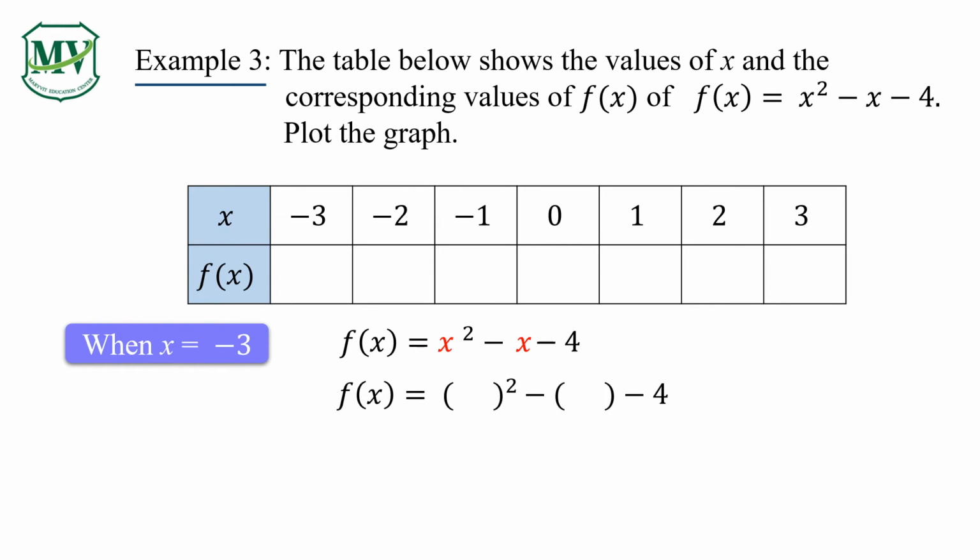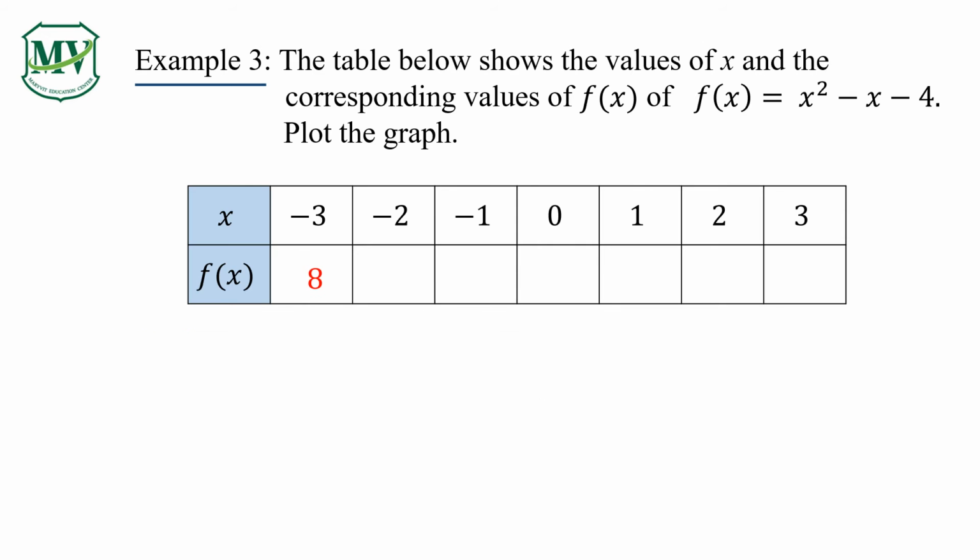Replace x by negative 3. Negative 3 squared is equal to 9. Negative times negative 3 is equal to positive 3. And just copy negative 4. 9 plus 3 minus 4 is equal to 8. So that means the value of our f of x is equal to 8.